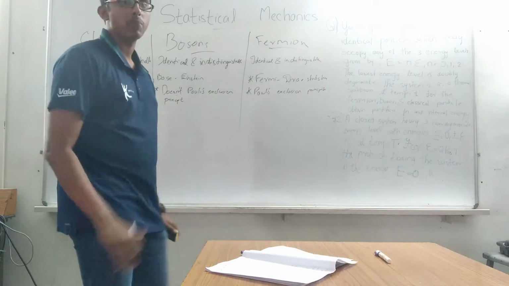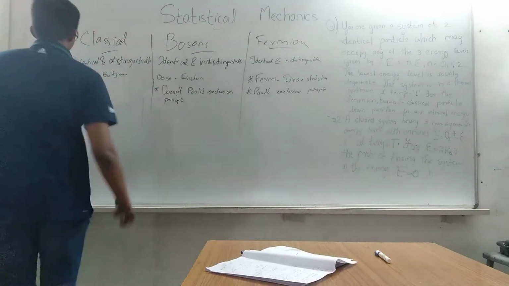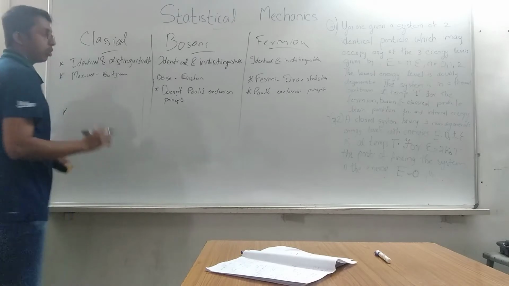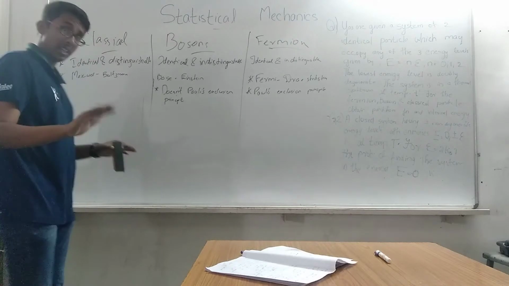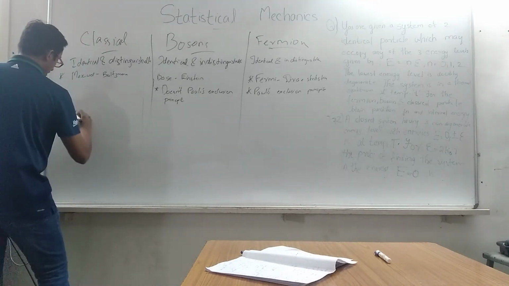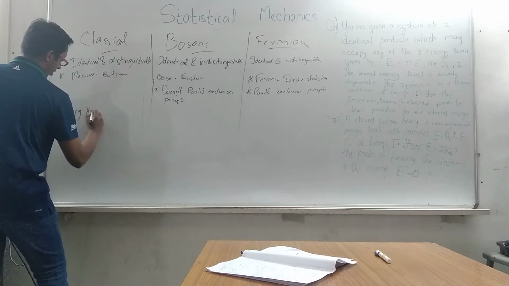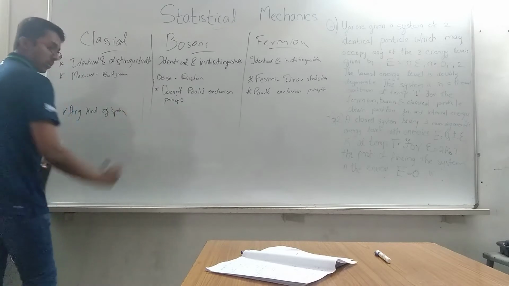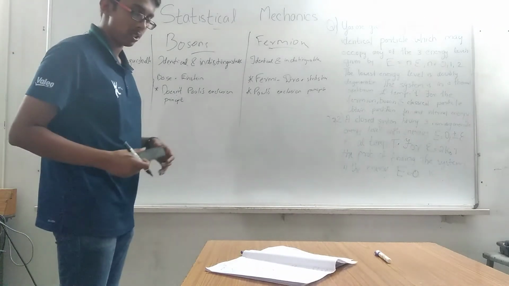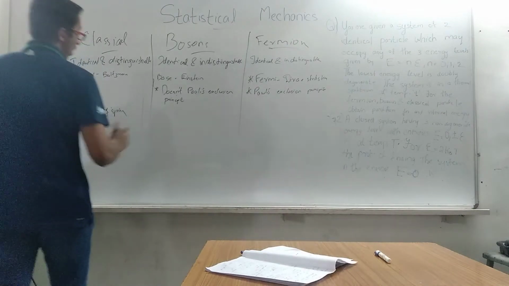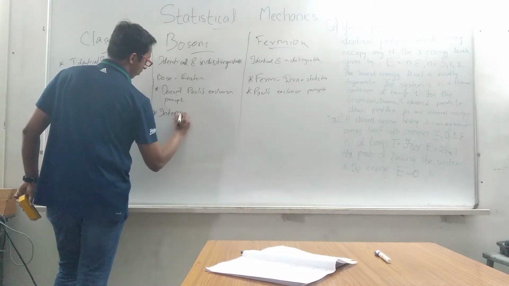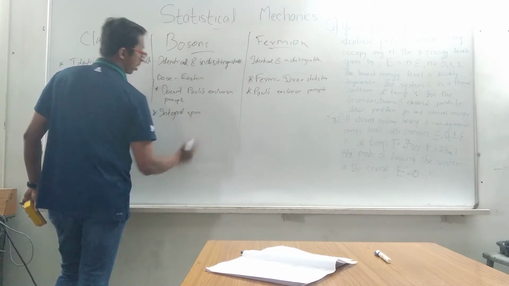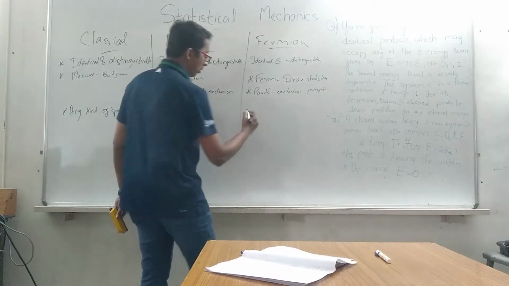Now we can consider the spins. In the case of classical particles, they can have any kind of spin, because if we consider a gas molecule system, they have particles having any kind of spins. But when we look at bosons, the particles have an integral spin. In the case of fermions, they can only have half-integral spin.